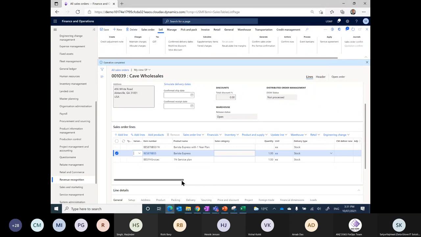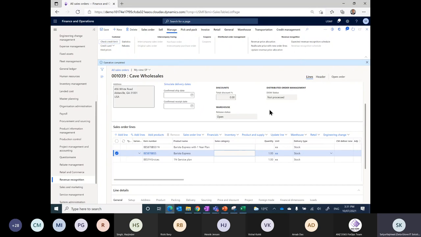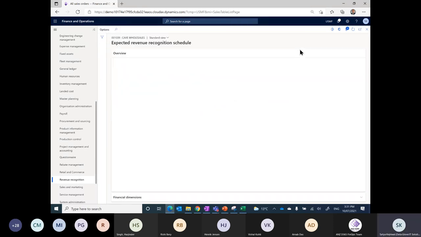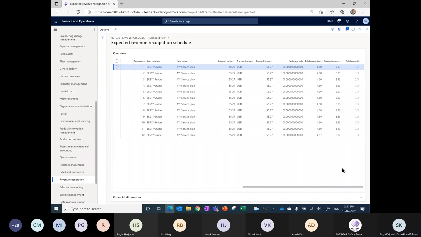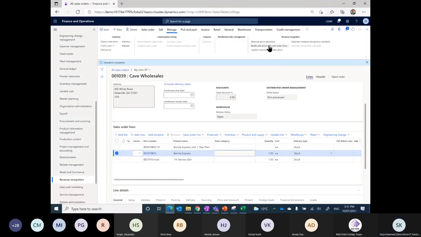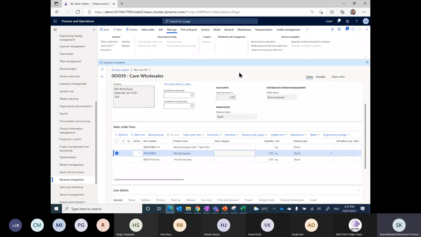Now, what else can we see? At this stage, you'll see there's a new tab under the manage tab. There are new options for revenue recognition only. One is the expected revenue recognition schedule. It will say how much revenue will be recognized for the next 12 months, as I was showing you before in the schedule. So it is 4.66 per month, right? And then revenue price allocation. On this concept, I will come in a while through an Excel sheet. It will be easy to explain.